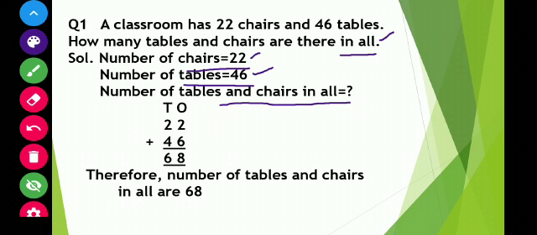These are two digit numbers, so we will write one sentence. Under that one sentence we will place these two numbers in a column form. Then we have to add these two numbers. Starting with the ones column, 6 plus 2 is equals to 8. 4 plus 2 is equals to 6. That means 68 is our answer after adding these two numbers. And this answer represents what? This answer is telling us the number of tables and chairs in all are 68. That means tables and chairs together are 68.